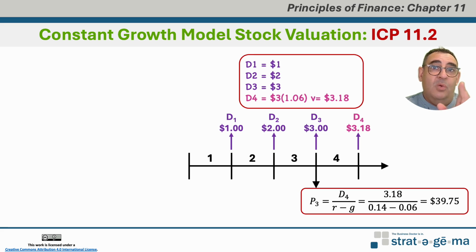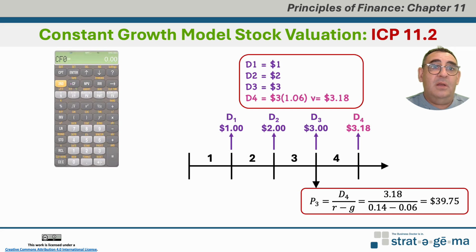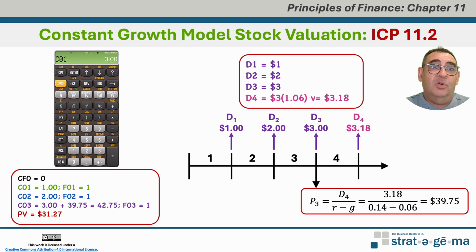So now if we take 1, 2, and then 3 plus $39.75 and put that into our cash flows in our calculator, we'll get $31.27. C0 is 0, C01 is 1 for 1, C02 is 2 for 1, C03 is $3 plus $39.75 for a total of $42.75. Using the NPV function at 14% interest, we calculate the PV, or P0, to be $31.27.